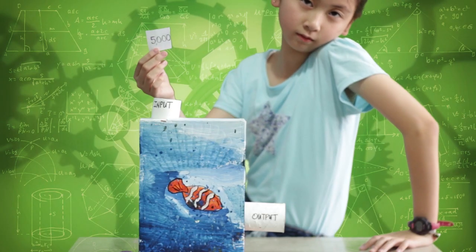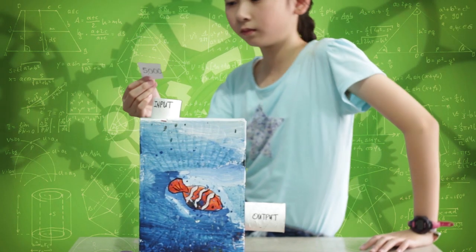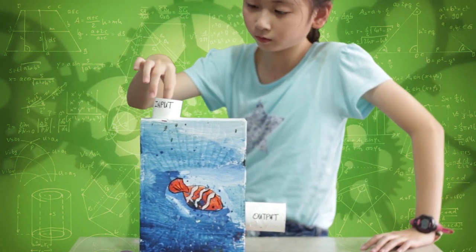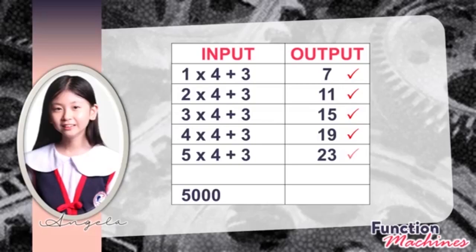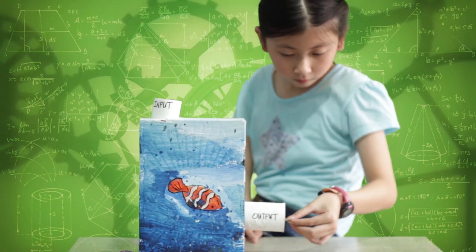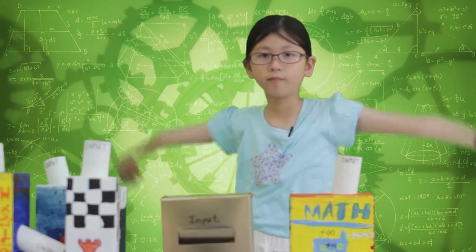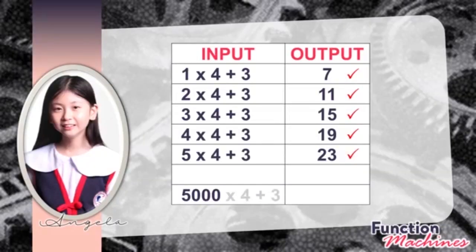Now I knew exactly what to do. I needed to send the number 5000 through the function machine because the problem asked for the 5000th number. 5000 times 4 plus 3 equals 20,003. That was incredible! Function machines can quickly find answers to problems that would take hours.